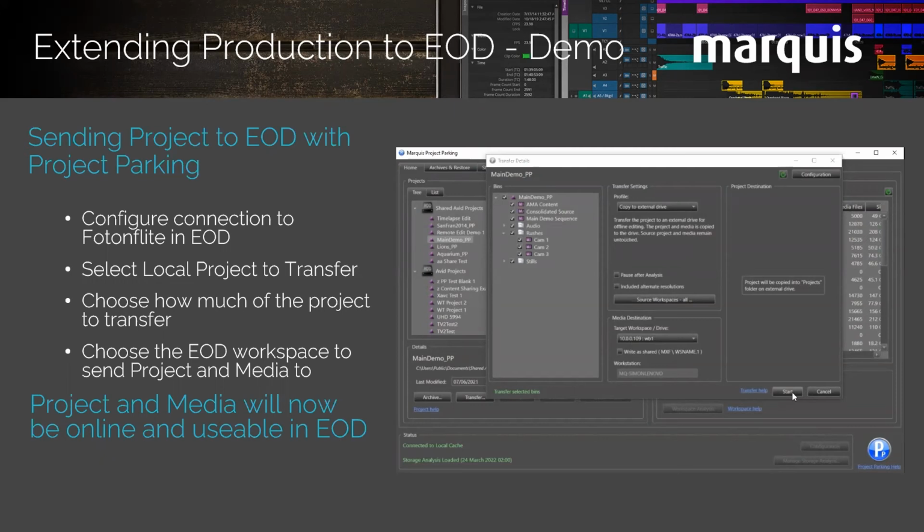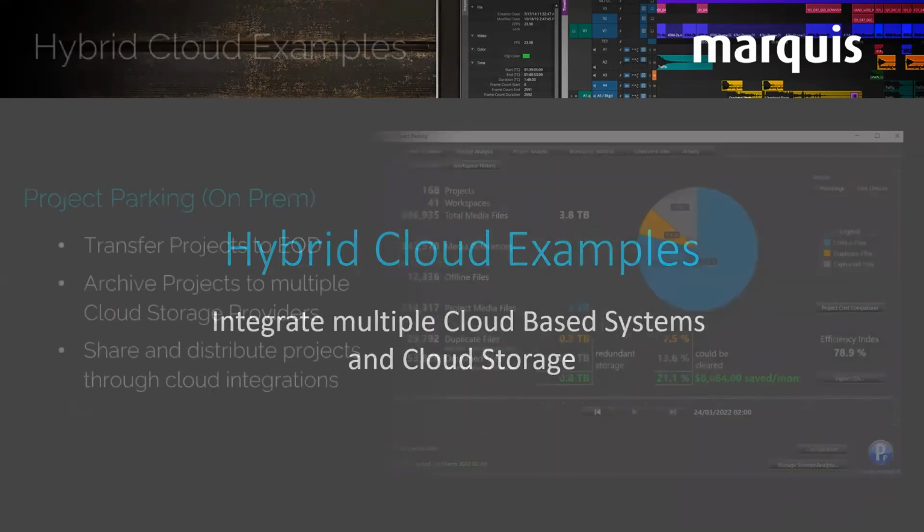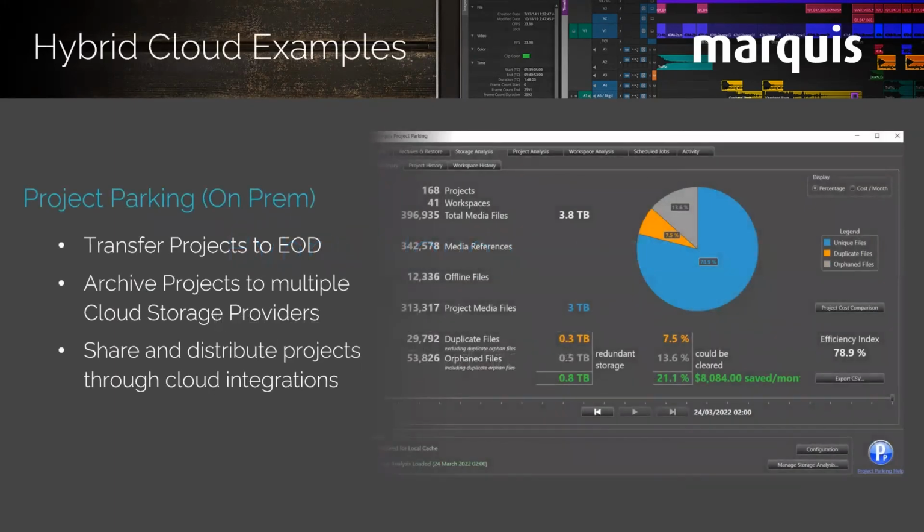Now, as a companion piece of this, we'll go through some examples of a hybrid cloud example, and we'll look at how those workflows come into the usage of the products that we're talking about. So for example, within Project Parking, we have the ability to do the transfer into EOD, and we also have the ability to do that project management within the EOD. But Project Parking can also just work with multiple cloud providers as well. So we can archive content to and from multiple cloud storage providers, depending on what's required for your particular needs.